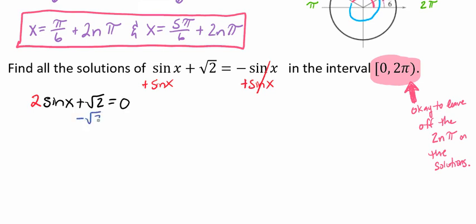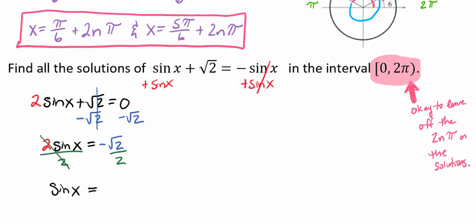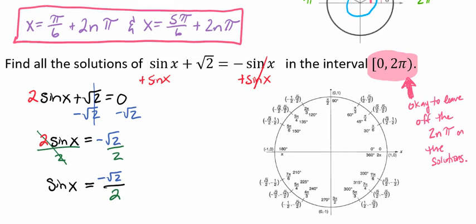Then from here, we're going to subtract our square root of 2 and move it over. So now we have 2 times the sine of x equals a negative radical 2. Then we're going to divide both sides by 2, and that's going to give us that the sine of x equals a negative radical 2 over 2. So we want to know where on the unit circle do we get a negative radical 2 over 2.